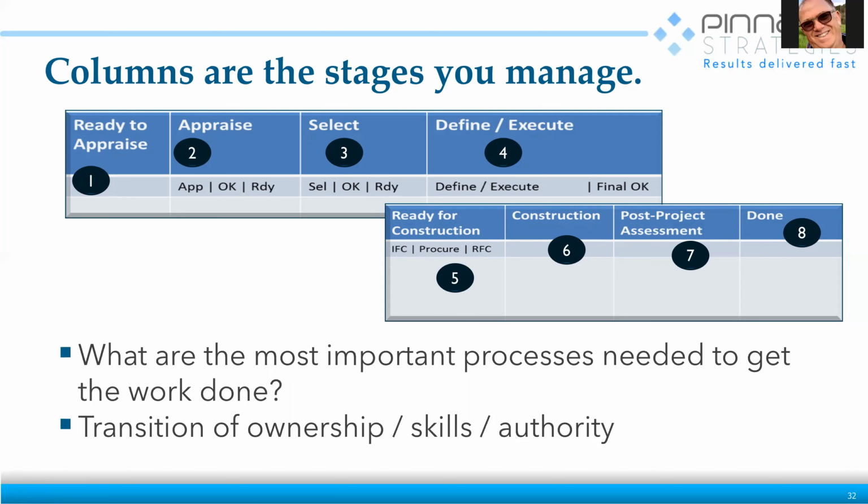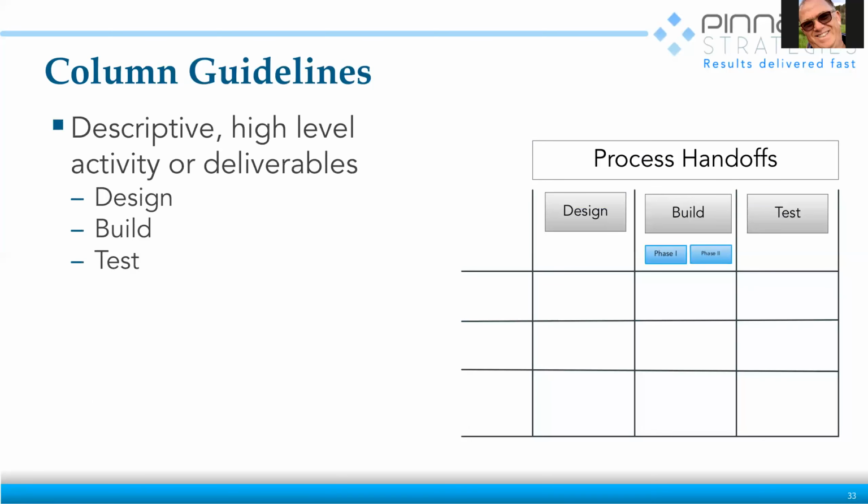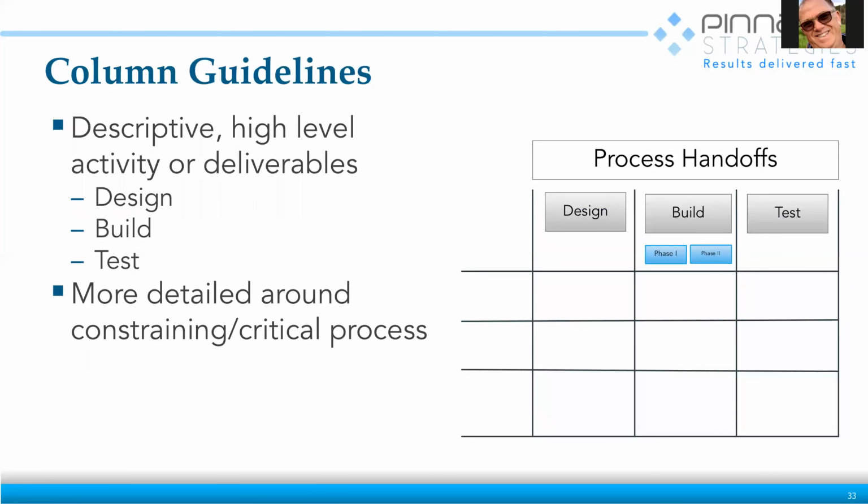Now, in building your columns, start with something that's descriptive but high level, right? You do not want to reproduce your workflow or your project routing in here. This is high level stuff, simple stuff. If you need to get detailed around what you consider to be the constraining or the critical processes.